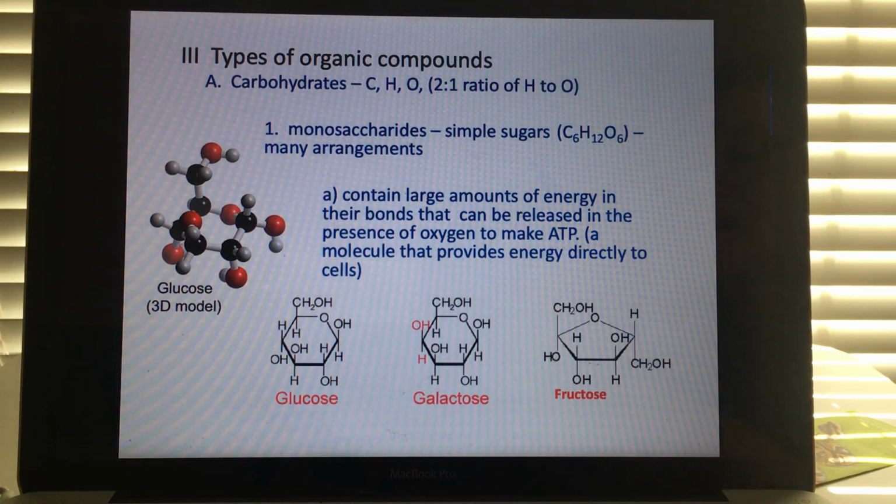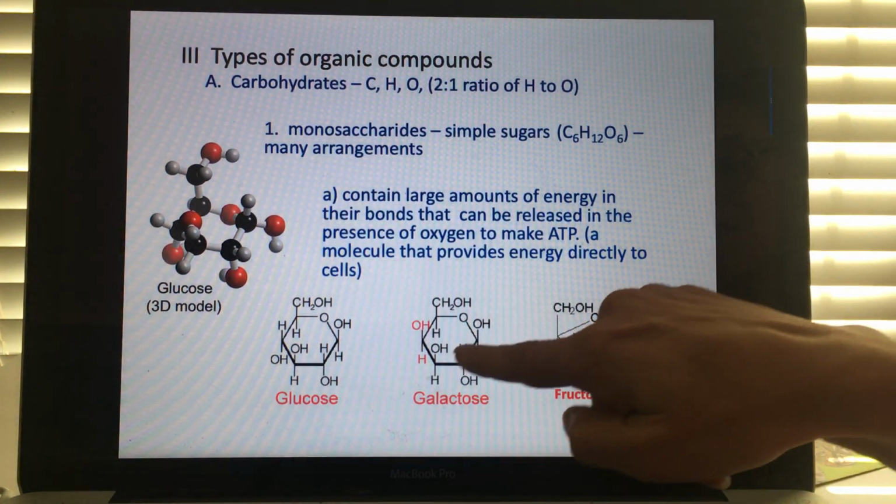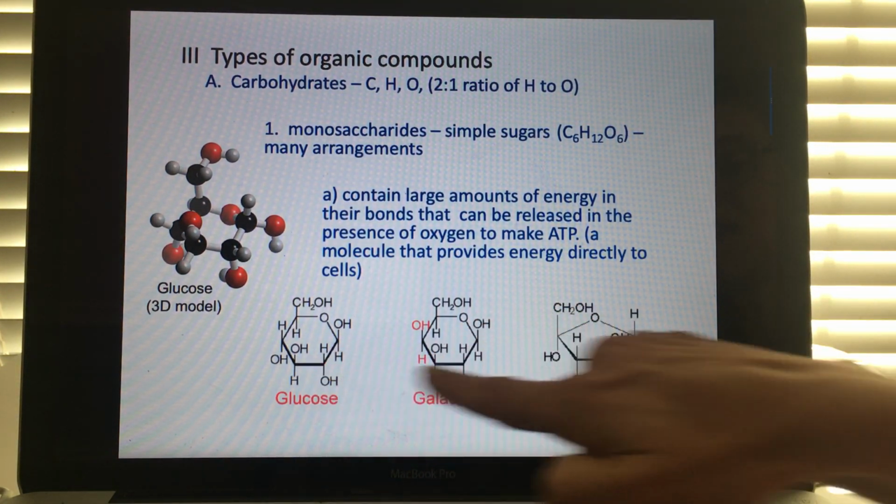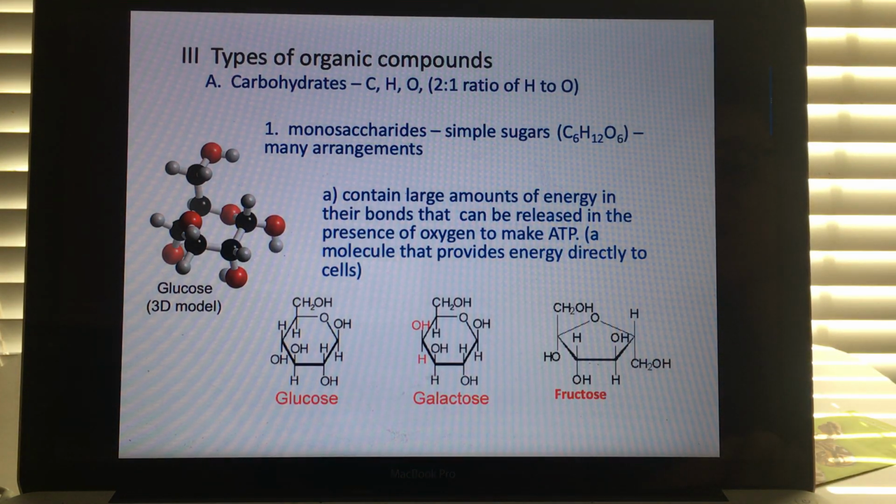You will not be tested or quizzed on the difference between glucose and galactose. It would be very tough to remember. And if I'm honest, I have to look that up sometimes. So you won't be tested on the difference between these two molecules. These, maybe.